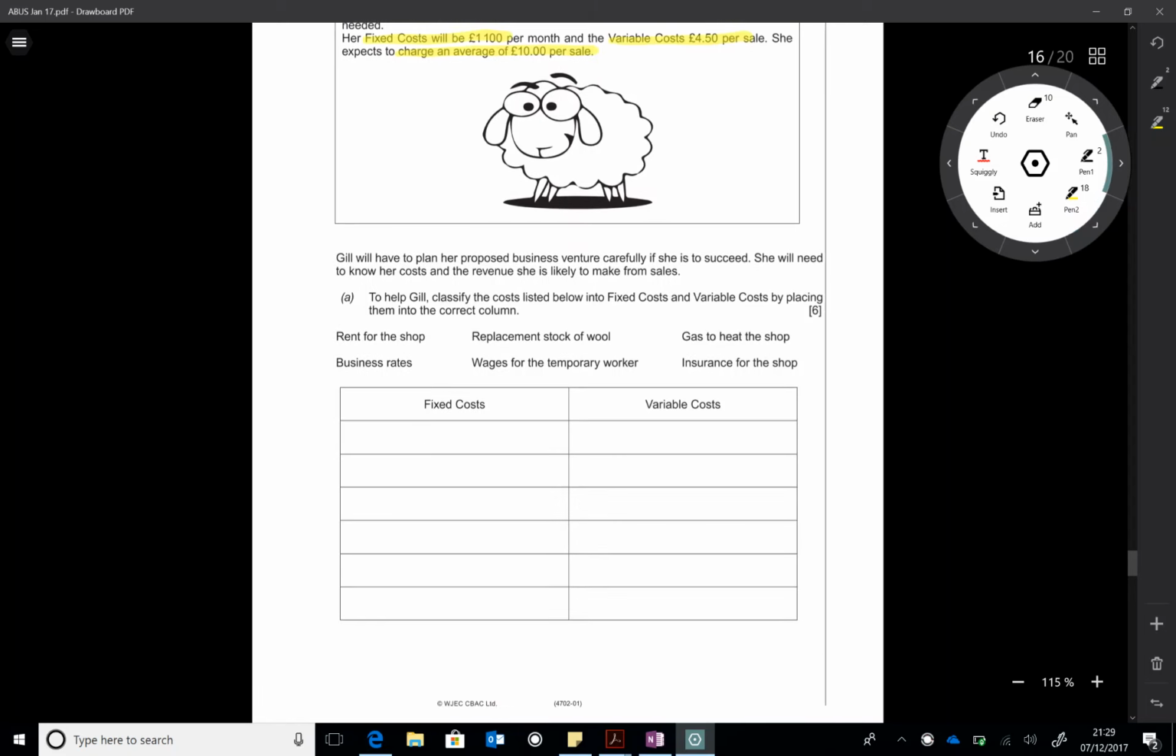As we go on to question A, I would expect you to find something about fixed costs and variable costs. Remember, fixed costs are things that don't change with the number of things you sell, and variable costs change with the amount of items that you sell. So if we have a look at the first one, we have rent for the shop. We have that shop, or we've certainly fixed into some kind of contract, so it comes into our fixed costs.